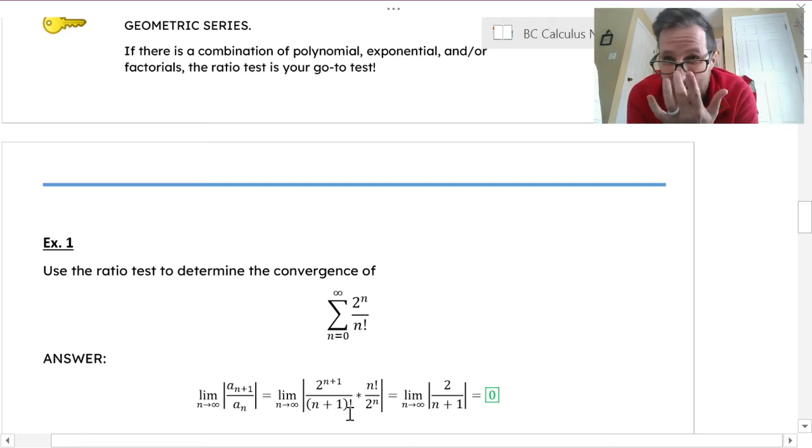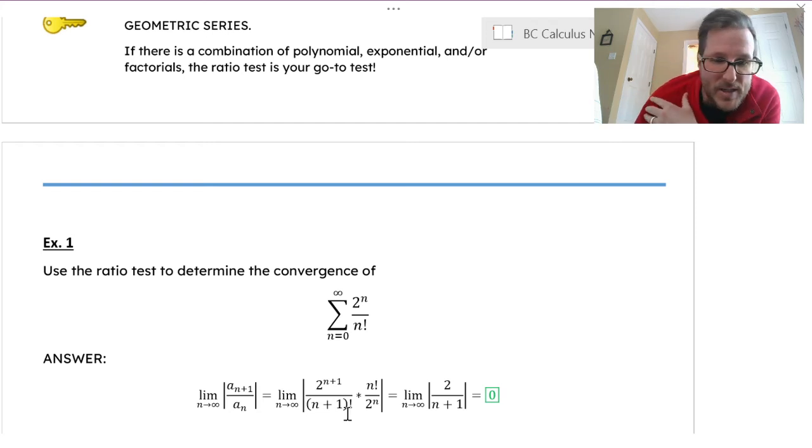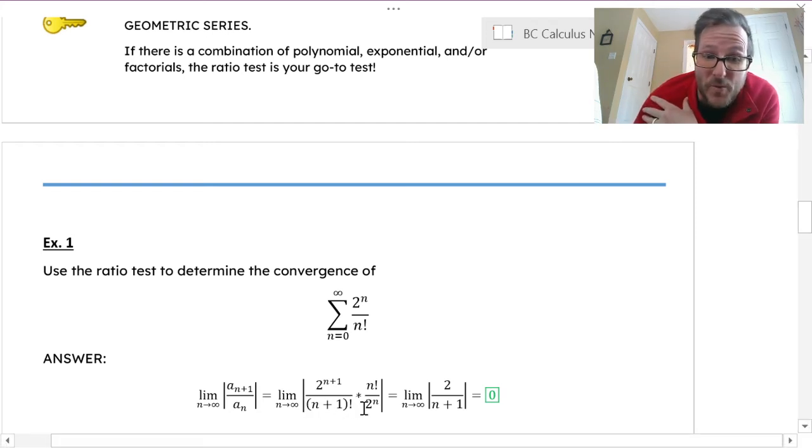Now, n factorial over n plus 1 factorial. Think about how factorials work. You might need a little crash course in factorials. n plus 1 factorial is n plus 1 times n, times n minus 1, and then everything down to 1. Well, that's what n factorial is, right? n plus 1 factorial contains n factorial. So all those terms cancel out, just leaving us with an n plus 1 factor in the denominator. Well, the limit as n goes to infinity of that ratio, 2 over n plus 1, goes to 0.